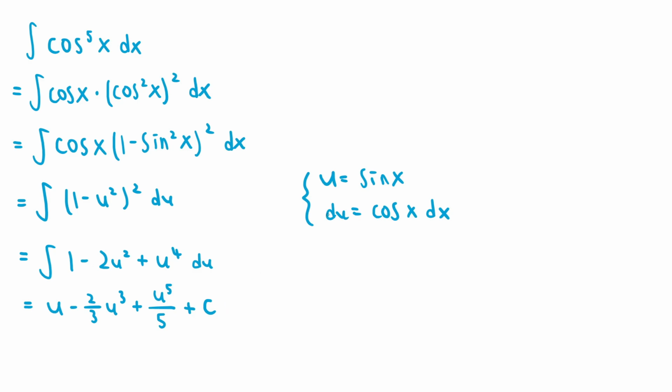And since we let u equal sine of x, if we substitute the sine of x back in for the u, it just becomes sine of x minus 2 over 3 sine cubed of x plus 1 over 5 times sine fifth of x plus c. So the integral of cosine fifth of x is just sine of x minus 2 over 3 sine cubed of x plus 1 over 5 times sine fifth of x plus c.